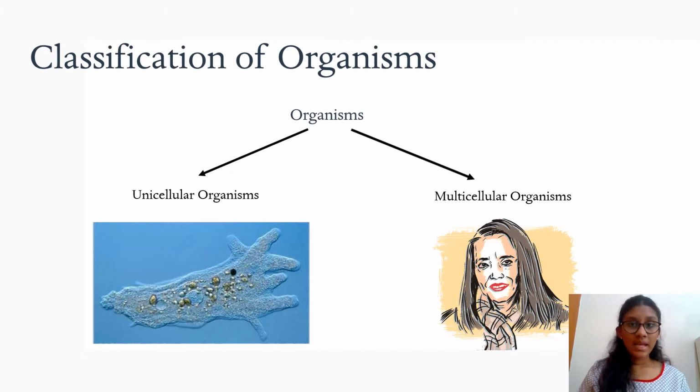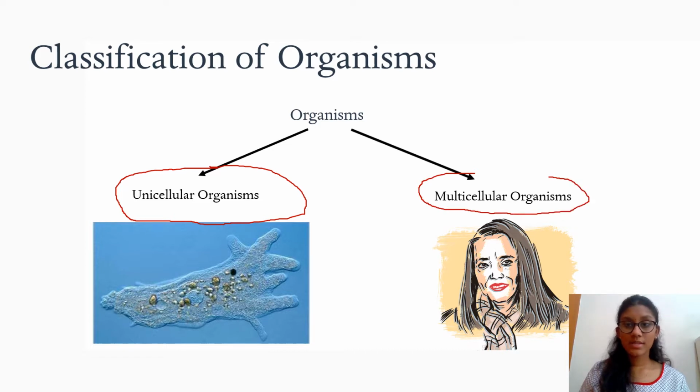Now, depending on the number of cells present in the body, organisms are classified into two categories. Number 1, unicellular organisms, and number 2, multicellular organisms. For unicellular organisms, their entire body consists of only one cell. One such example is an amoeba. The single cell is multifunctional and carries out all the processes of the organism.